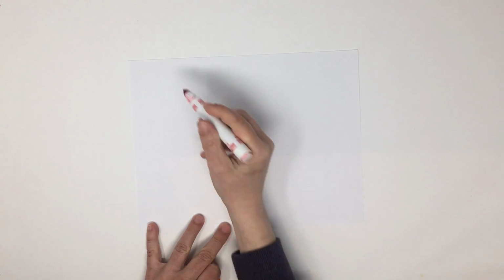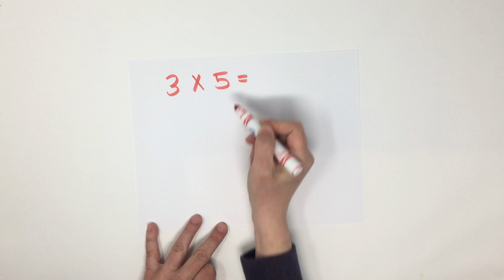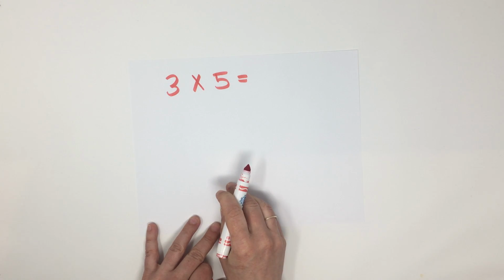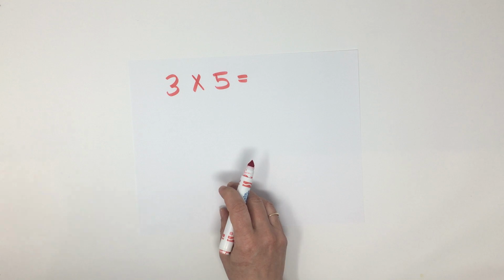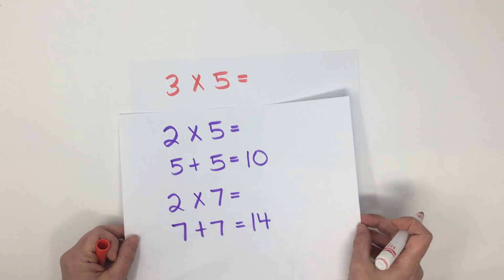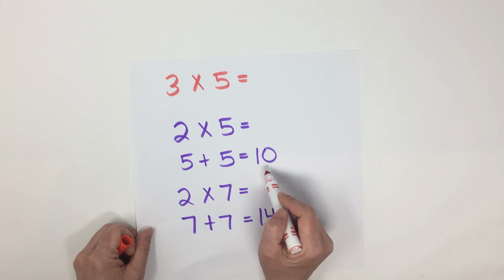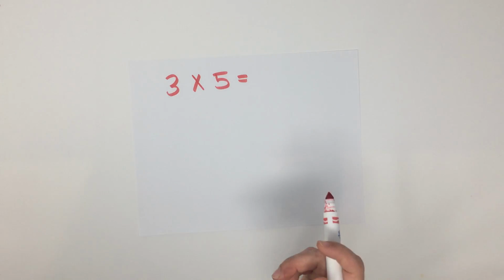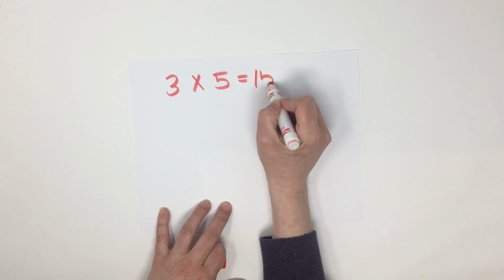Let's start with 3 times 5 equals, 3 fois 5 égale... Well, that's a little bit tricky. But I could look back and remember that I know from my last video that 2 times 5 is 10, so it would just be 5 more. So 10 plus 5 is 15.